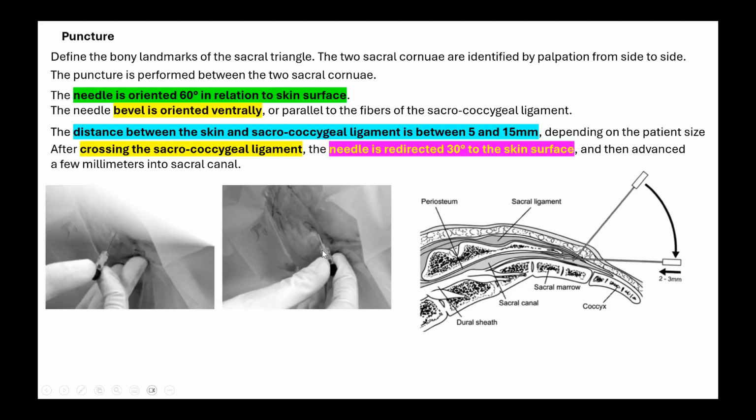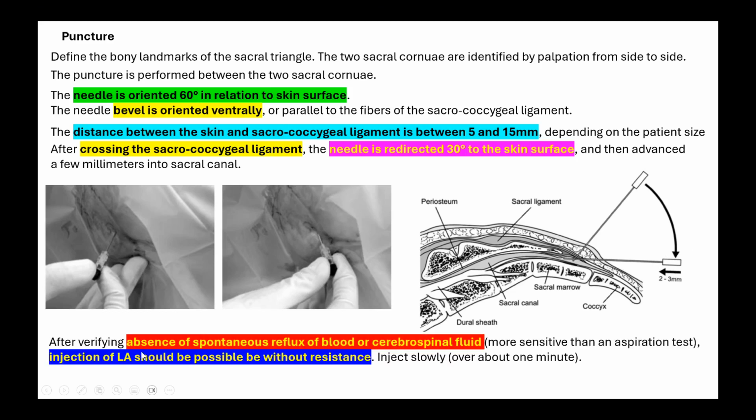And this is the blind technique of doing it, how you hold. First you go at 60 degrees and hit the bone, then you gently withdraw and make it 30 degrees and advance it. Make sure that there is no CSF or blood leakage from the needle, and there should be no resistance at all when you inject the solution. It should go in freely.